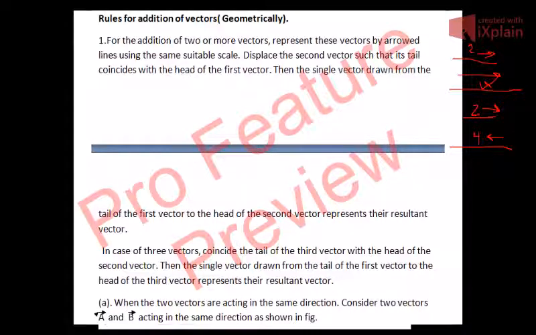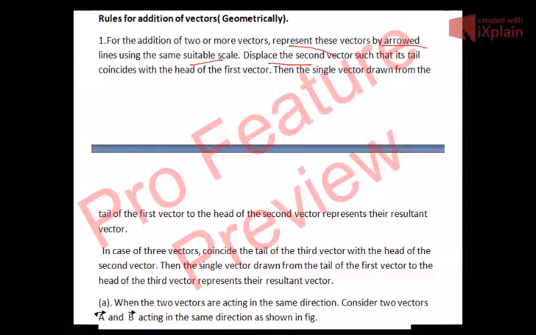Now, rules for addition of vectors. For the addition of two or more vectors, what we have to do is represent these vectors by arrowed lines using the same suitable scale.